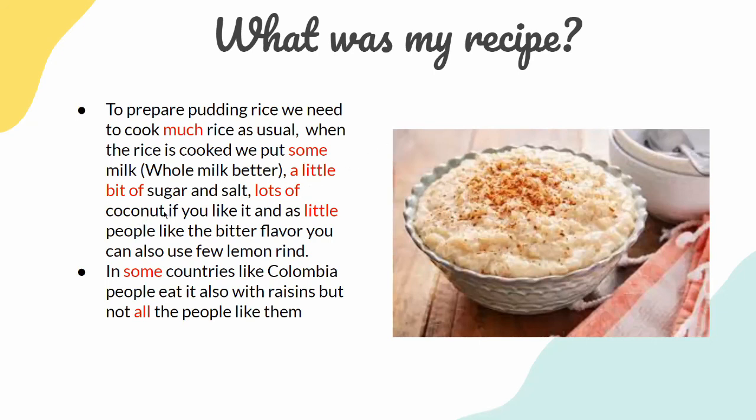So even though this is very sweet, we need also a little bit of sugar and salt. And lots of coconut if you like it. In my case, I love it. So yeah, put a lot of it. Also, we will have to use lots of coconut if you like it. And as a few people like the bitter flavor, like when you try a lemon, you can also use a few lemon rinds. And in some countries like Colombia, people eat it also with raisins. Raisins is like uvas pasas, but not all people like them. So be careful with that.